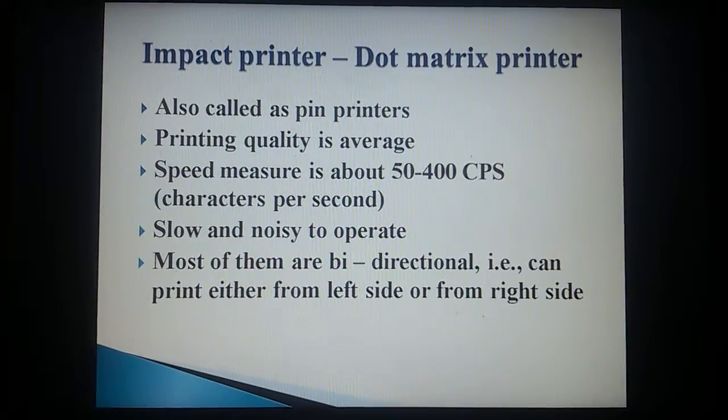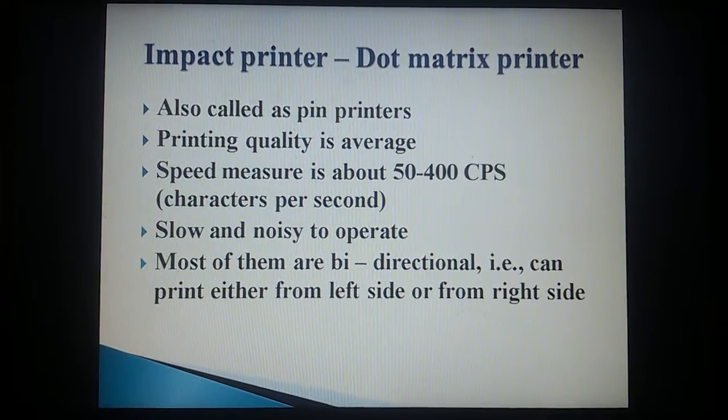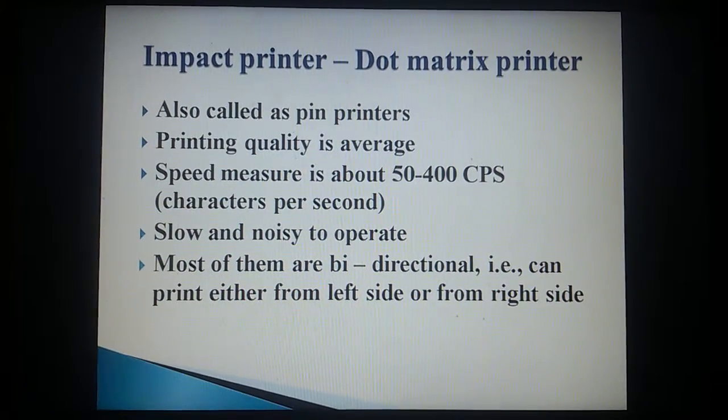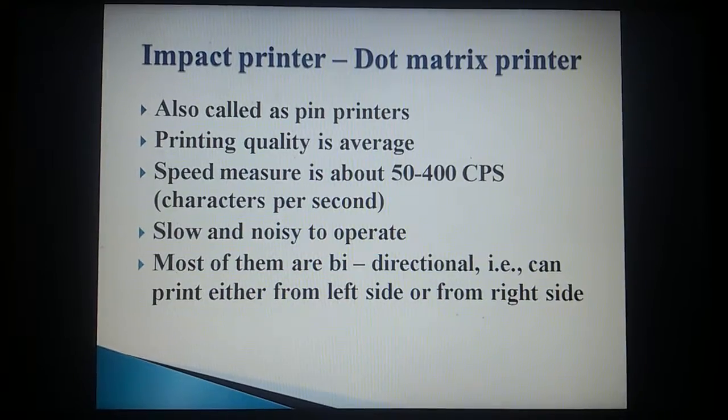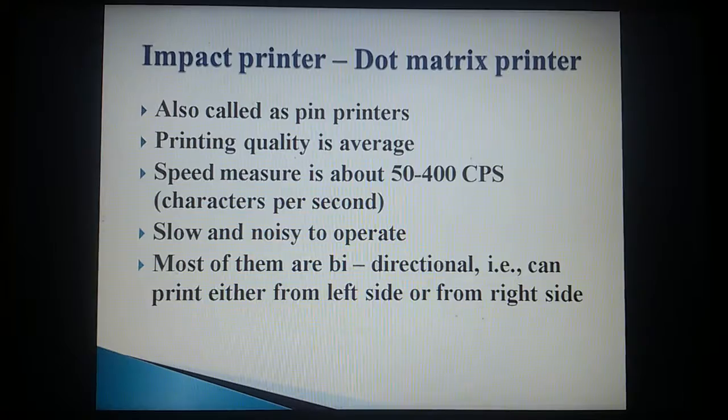The last impact printer is dot matrix printer, also called pen printers. Printing quality is average. Speed is about 50 to 400 CPS. Slow and noisy to operate. Most of them are bidirectional, that is, they can print either from the left side or from the right side.